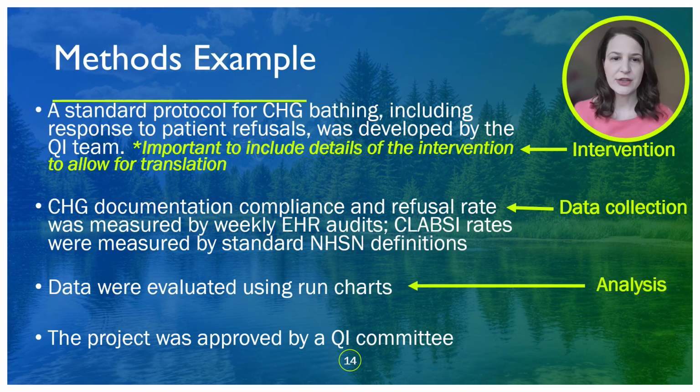For the analysis, you would describe how data were evaluated. In this example, they were evaluated using run charts. Lastly, somewhere in the methods section, you may describe ethical considerations, such as IRB approval. For this example, we see that the project was approved by a QI committee.